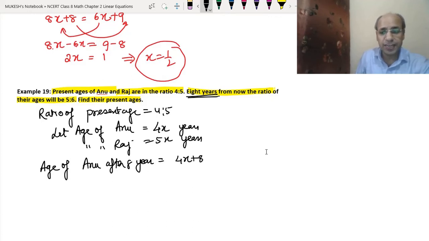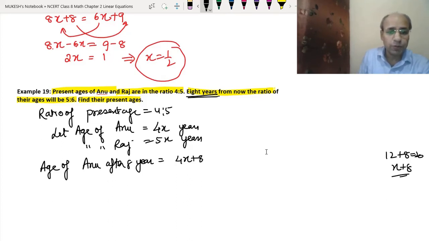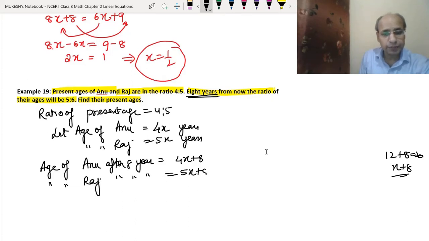That means if presently the age is 12, then after 8 years it will be 20. We have added 8. If it is x, then we will add 8 to both. In the same way, the age of Raj after 8 years will become 5x plus 8. Now their ratio will become 5:6. Whenever there is a ratio, we just divide them. So 4x plus 8 upon 5x plus 8, this ratio is 5:6, which is equal to 5 upon 6.